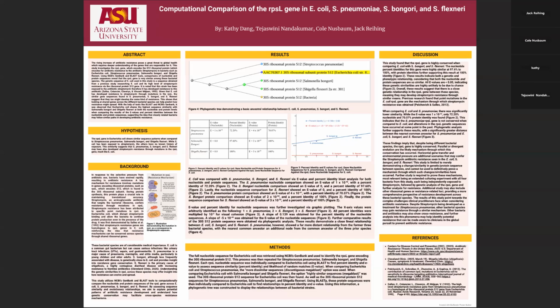So our hypothesis was the rpsL gene in E. coli shows similar sequence patterns when compared to Streptococcus pneumoniae, Salmonella bongori, and Shigella flexneri. While E. coli has been exposed to streptomycin, the others have no known history of exposure. This similarity suggests that S. pneumoniae, S. bongori, and S. flexneri may also develop streptomycin resistance through mutations in the rpsL gene, much like E. coli.